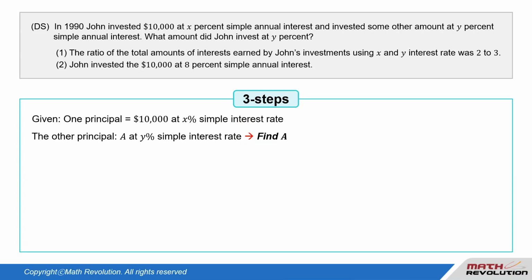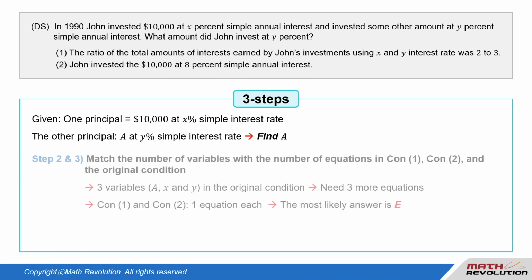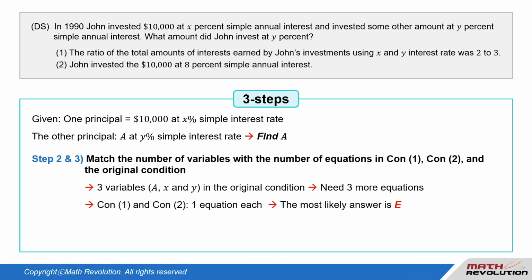One principal amount is $10,000, and let's call A the other amount. The simple interest rates are X and Y, respectively. We are looking for the value of A. Follow the second and the third steps.